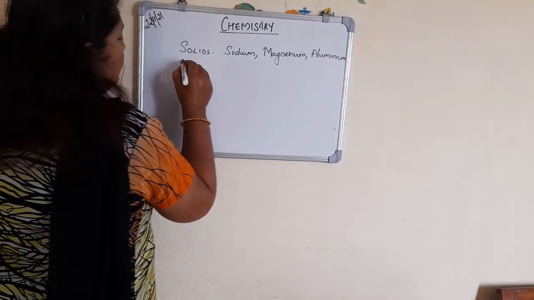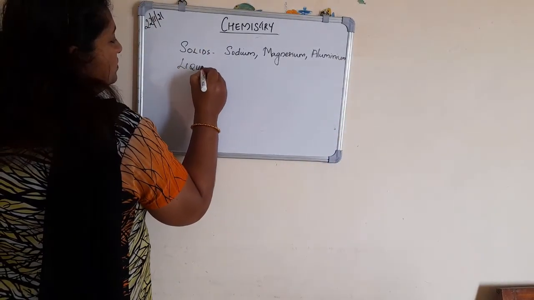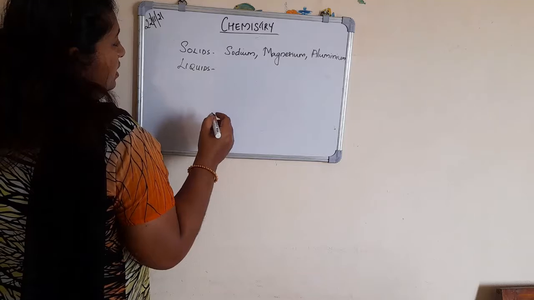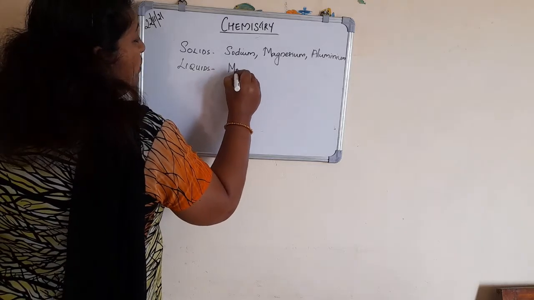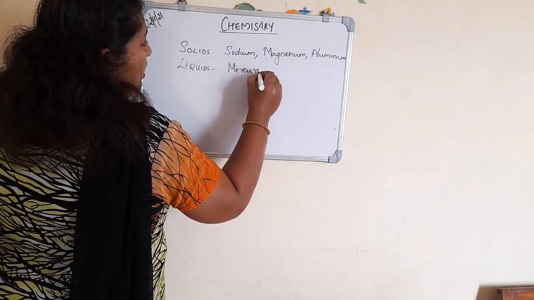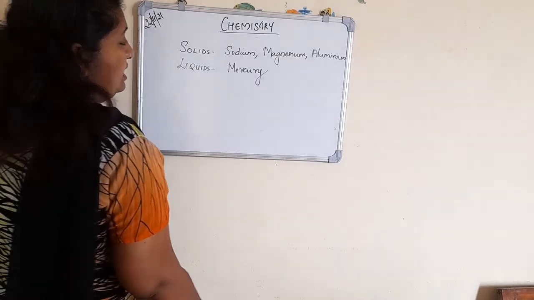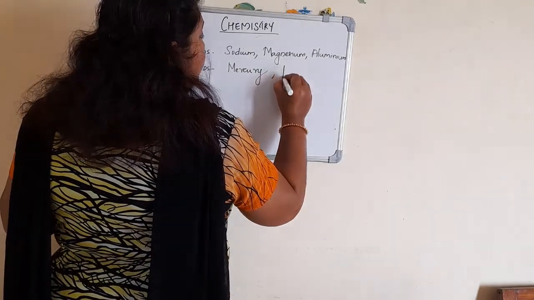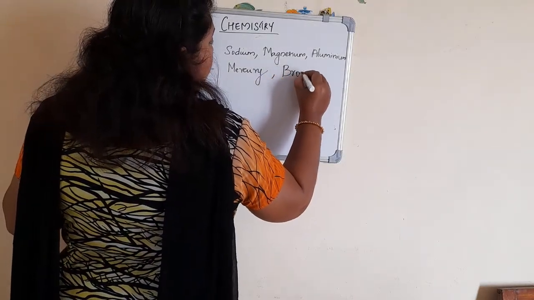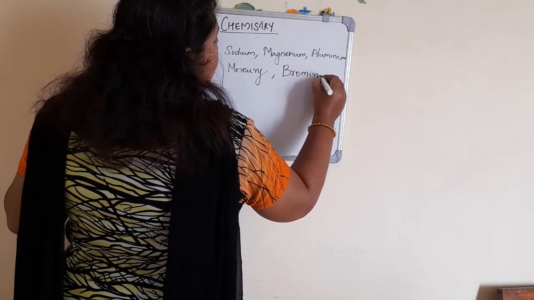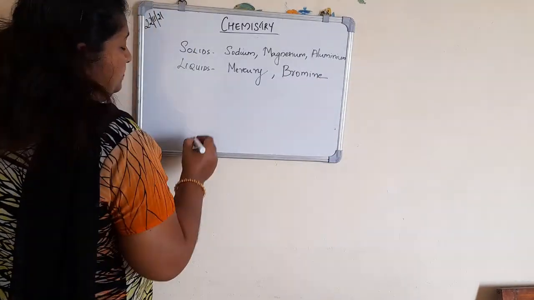Then, what about liquids? Liquids. You know mercury is a liquid metal. Okay, mercury is a liquid metal. In the same way, you can find a non-metal which is liquid. Bromine is a liquid non-metal.